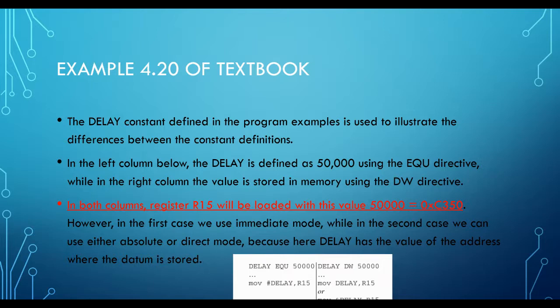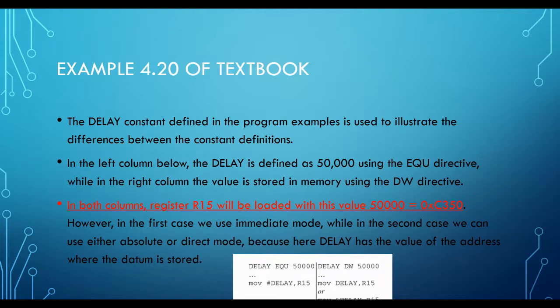In the left column, delay is defined as 5,000 using this directive, equate. While in the right, the value is stored in the memory using the DW directive. So this one you're basically storing the value, but in the other you're equating this variable with this function. So there's a bit of difference.